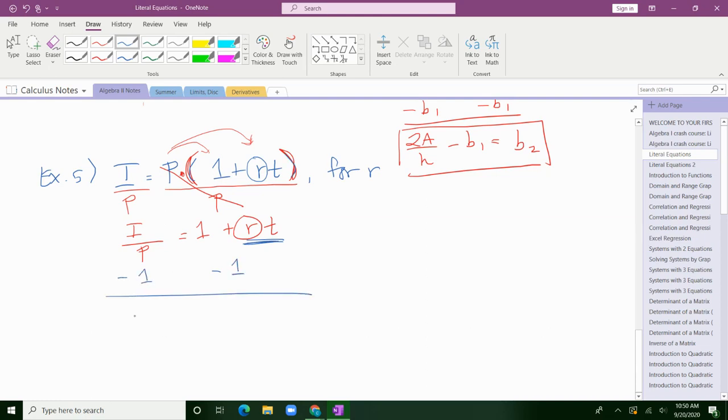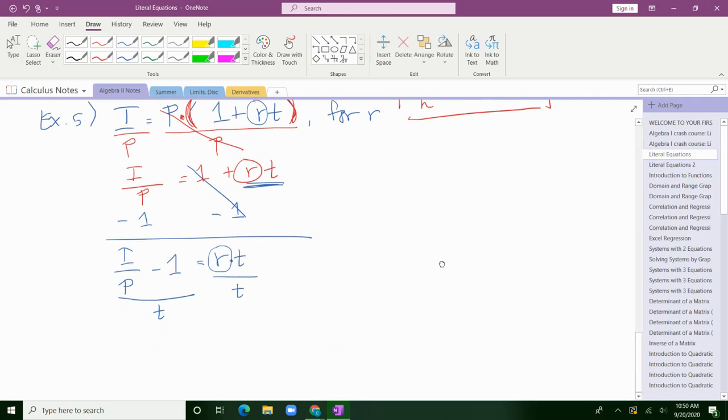Let's use one of the hints we just wrote down. I over P minus 1. Those are separate. They're not the same fraction. R, t. I'm almost there. R and t are connected with multiplication, so to undo that multiplication, let's divide by the variable we don't want. I don't want the variable t, so let's get rid of it.